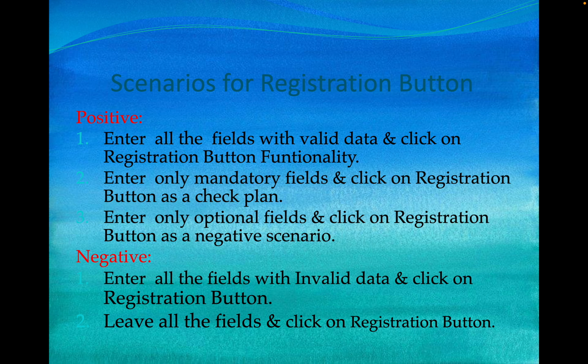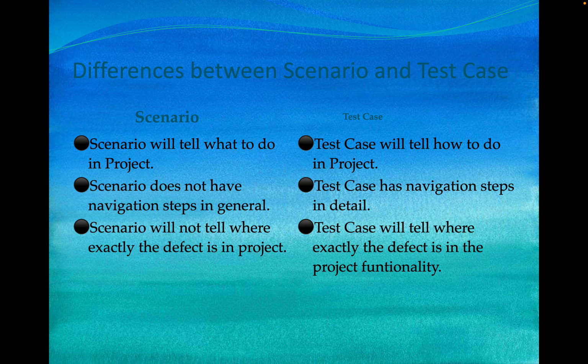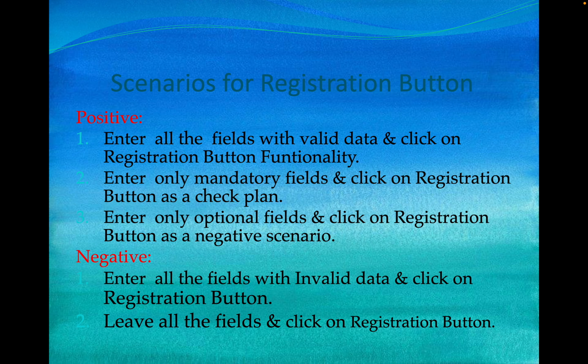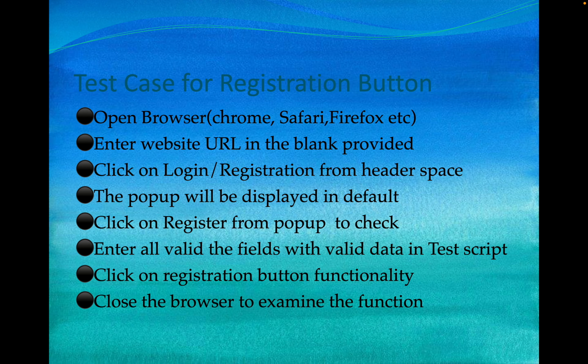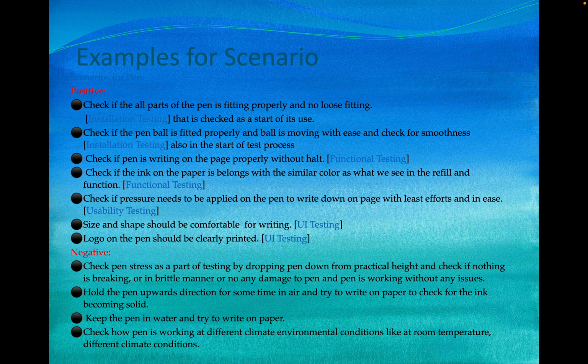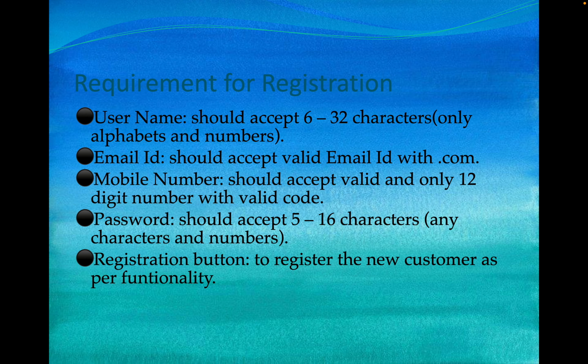Positive scenarios means check if all the parts of the pen are fitting properly and no loose fitting. That is installation testing. Check if the pen ball is fitted properly and the ball is moving with ease. That's installation testing. Also environmental conditions, like room temperature and different climate conditions. These are the examples of scenarios written for a pen.